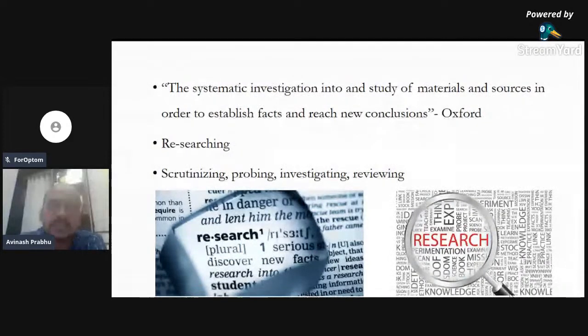So that is the meaning of the term research. You're researching something which is already there. You're trying to understand, you're trying to unveil it, or you're trying to open it up much more, which till now has not been opened.